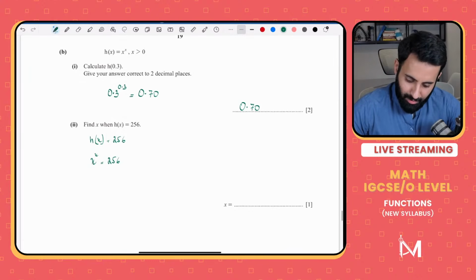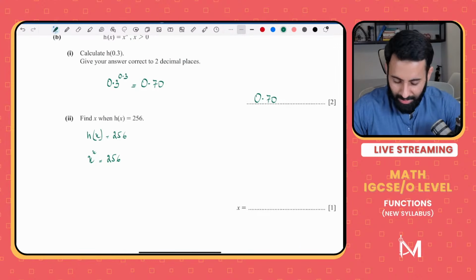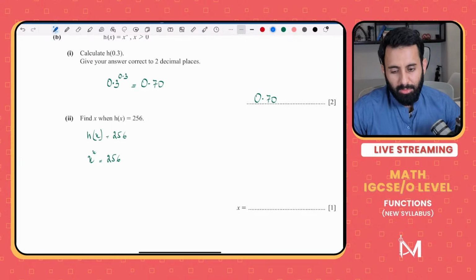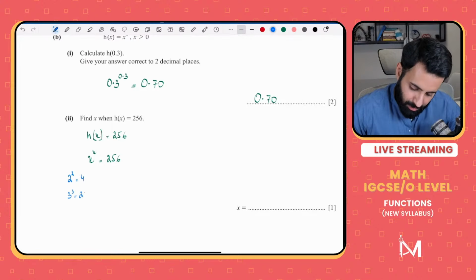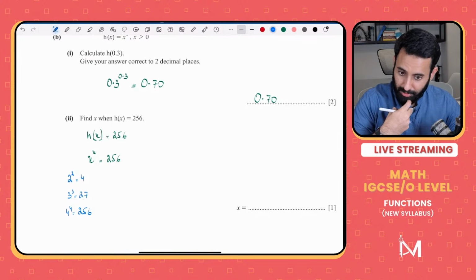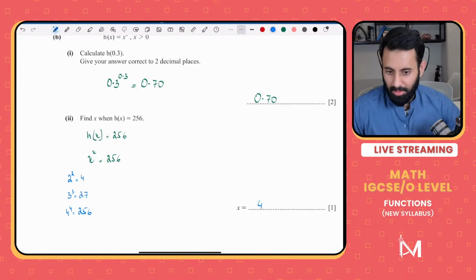If you're thinking of a method to solve this, there isn't a method, it's just trial and error. x raised to the power x means that the base and the power both should be the same. And you have to think of what should be the base and power so that the answer is 256. Like for example, 2 power 2, not going to work. 3 power 3, not going to work. 4 power 4 will eventually work and you'll get the answer as 256, which means x is equal to 4.